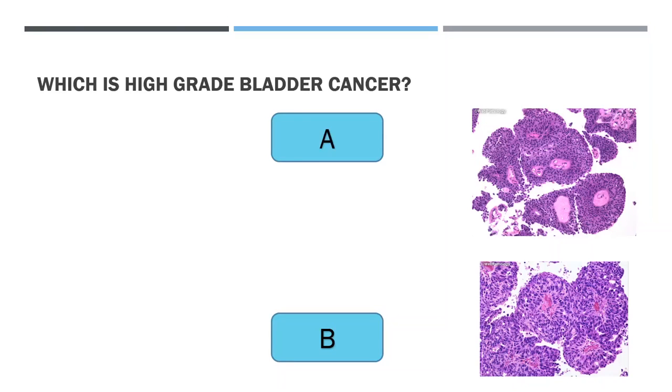With that, let's try another question. Which one is the high-grade bladder cancer? A or B? You can pause the video and hit play when you think you've got it. The answer to this question is B.